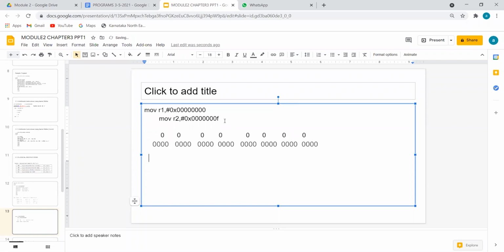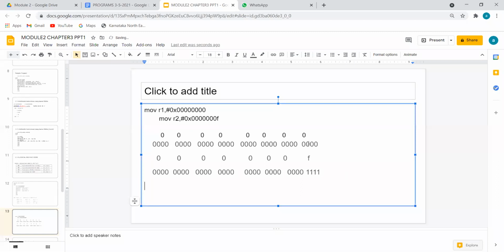Okay. The next number is what? 0. 0. So again we have a 0. Then we have 0. Then we have 0. Then 0. And last we have F. So if we expand, what will you get here? 4 zeros, again 4 zeros, then again 4 zeros, 4 zeros, and the last one is 4 ones.